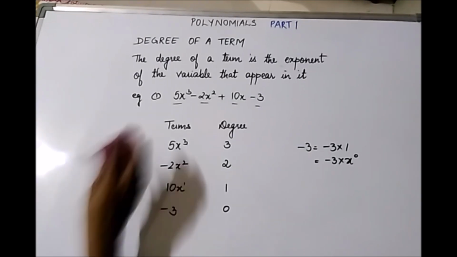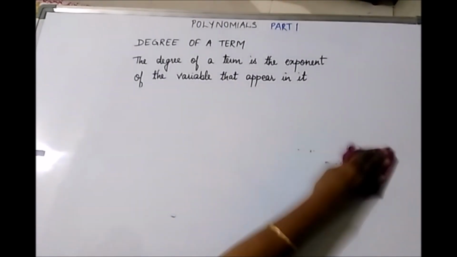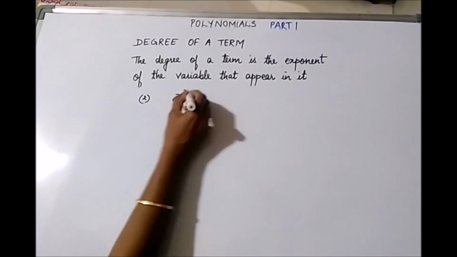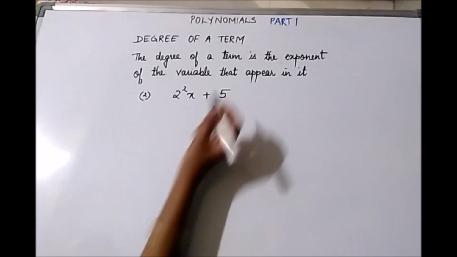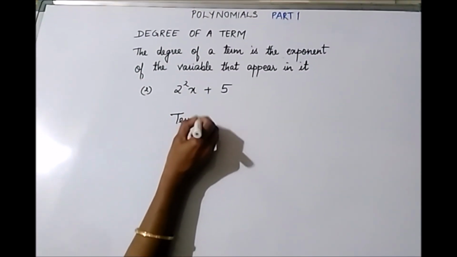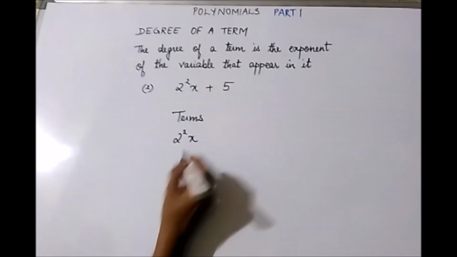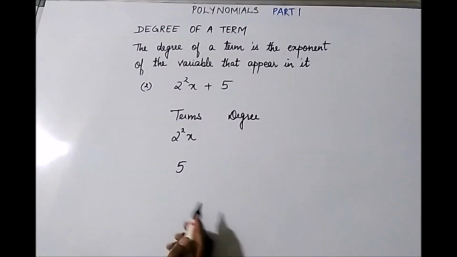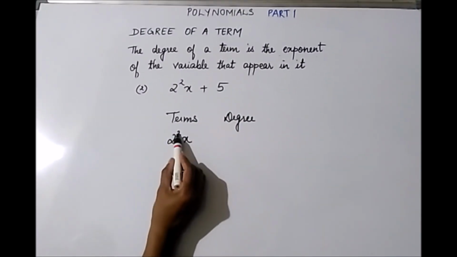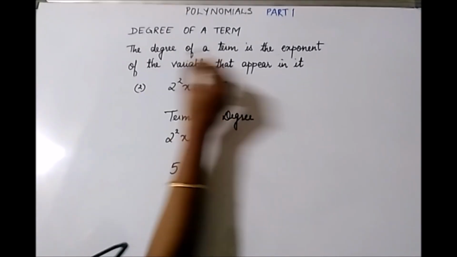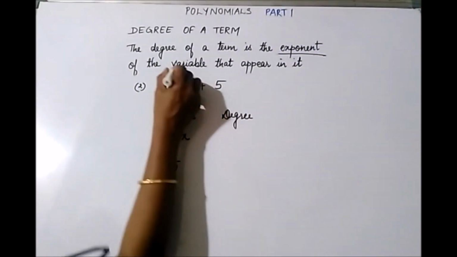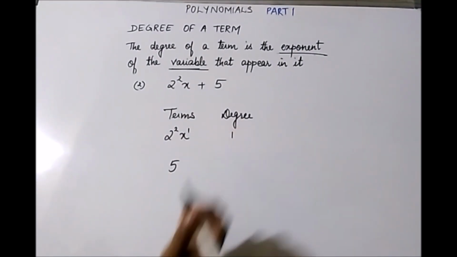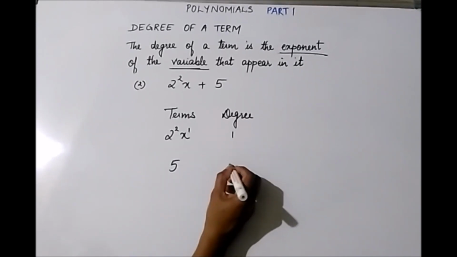Let us take one more example. 2 square x plus 5. Here there are 2 terms. The terms are 2 square x and 5. Let us see what are the degrees of the term. Now, the degree of the first term is not 2, because what is the definition? The degree of the term is the exponent of the variable. What is the exponent of the variable here? It is 1. So, degree is 1. And what is the degree of a non-zero constant? It is 0.